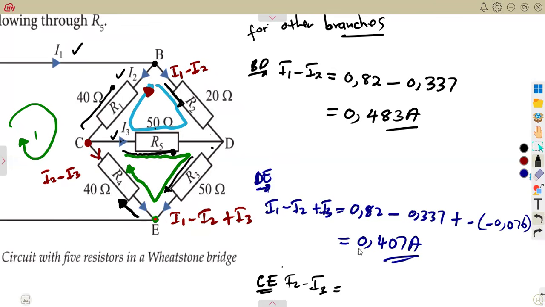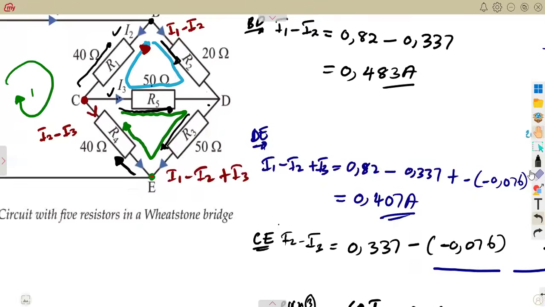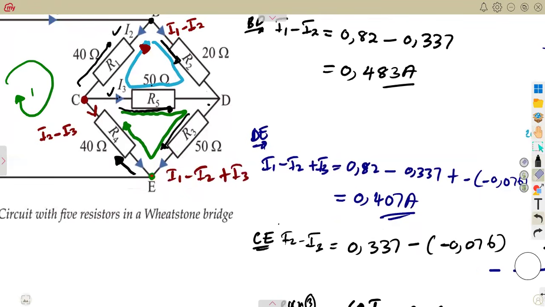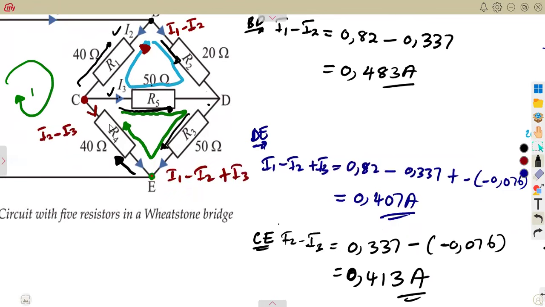Remember, I2 has the value 0.337. You subtract I3, which was a negative 0.076. So that was going to give us the current in the branch of CE. These are the currents now in each and every branch that is remaining. So that was going to give us 0.413 amps. Just like that. So we've got each and every current in this circuit.